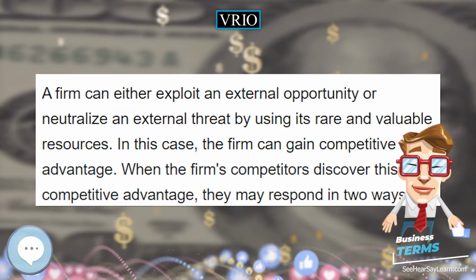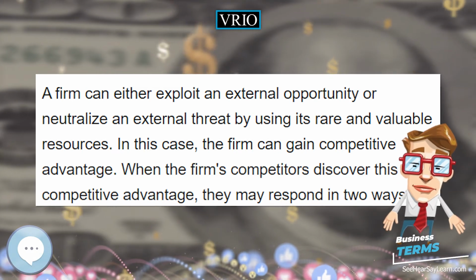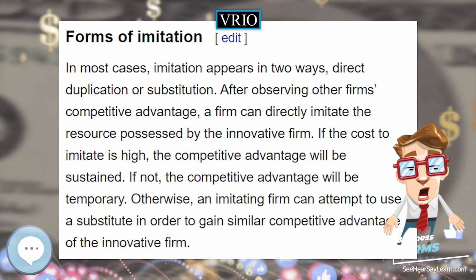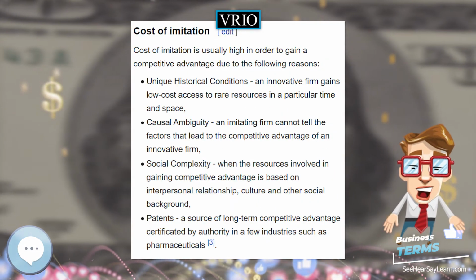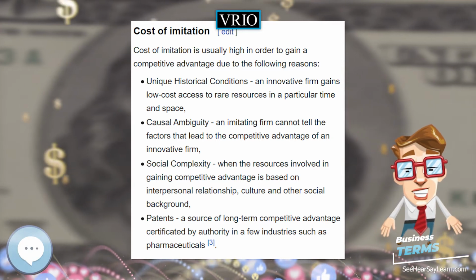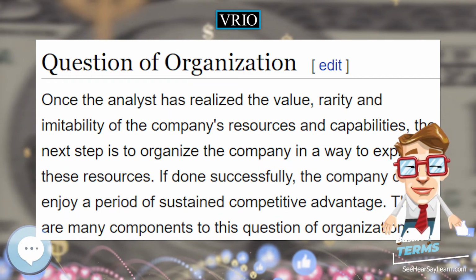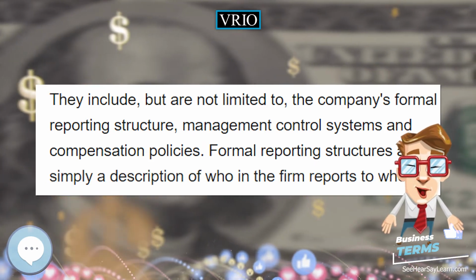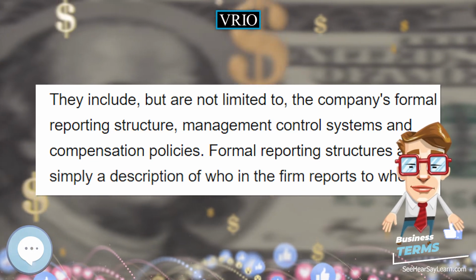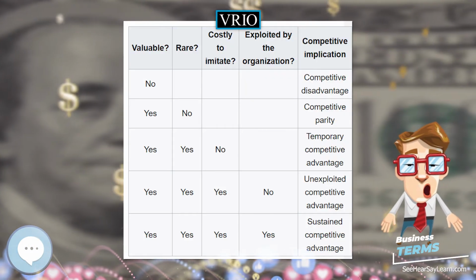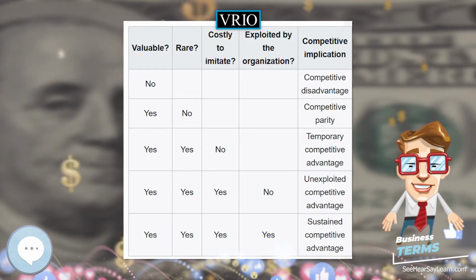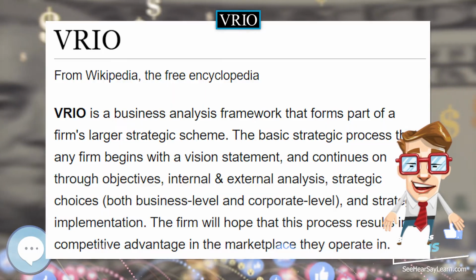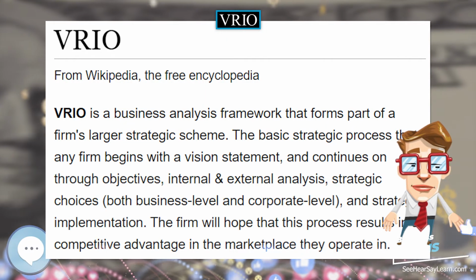Hill and Jones, 1998. Hence, to sustain the competitive advantage, it is not sufficient for a firm's resources and capabilities to be valuable and rare, they should also be mostly inimitable. Forms of imitation. In most cases, imitation appears in two ways: direct duplication or substitution. After observing other firms' competitive advantage, a firm can directly imitate the resource possessed by the innovative firm. If the cost to imitate is high, the competitive advantage will be sustained. If not, the competitive advantage will be temporary.